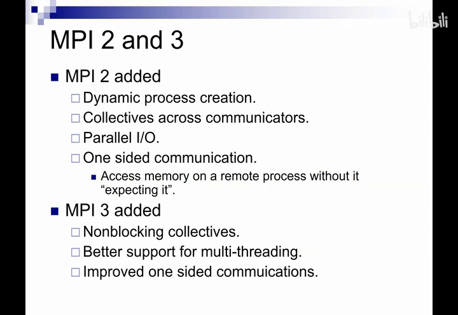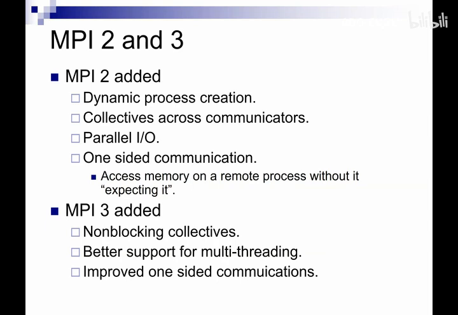It also lets you do collectives across different communicators. In MPI 1, I think you can only do collectives within each communicator. MPI 2 also improved input-output. So if you need to read from disk, you can now do that in parallel.